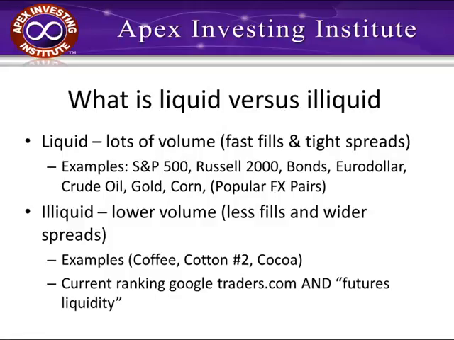What is liquid versus what is illiquid? Well, liquid means there's lots of volume, fast fills, tight spreads, and the examples are the S&P 500, the Russell 2000, bonds, Eurodollar. These are all very liquid. Okay, illiquid is lower volume, so fewer fills, wider spreads: coffee, cotton, cocoa, orange juice, milk. Okay, the weather, things like that. You can go to Google and type in traders.com and futures liquidity, and they'll post their ranking for the current year or quarter of which contracts are really liquid.